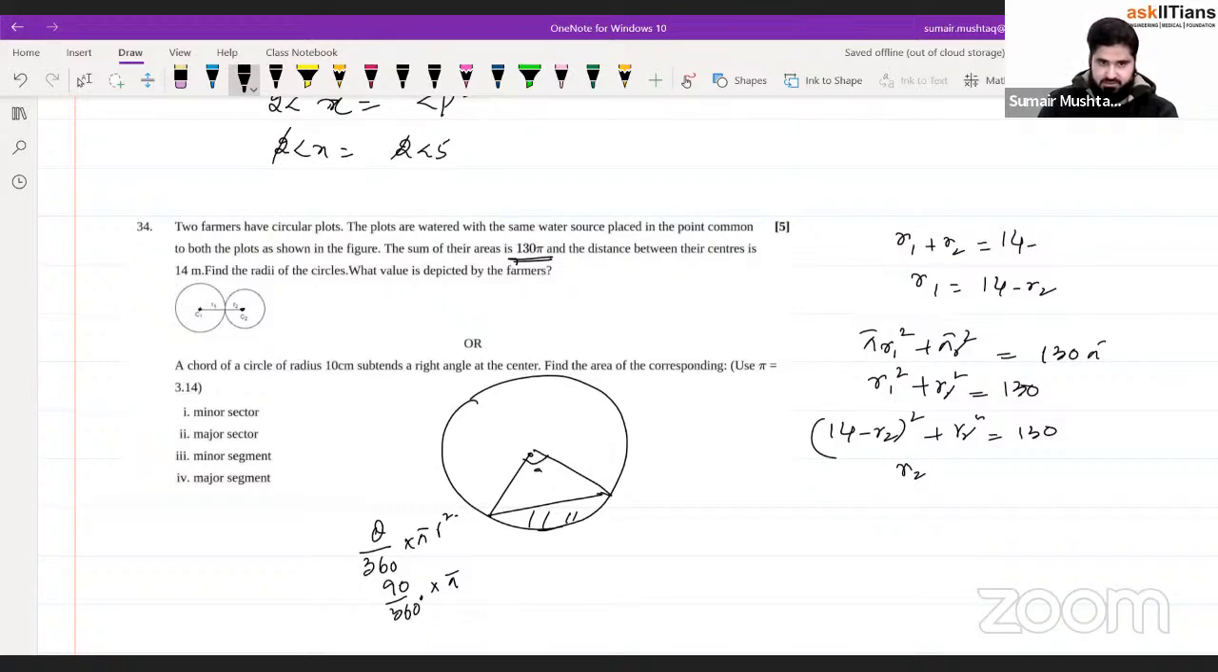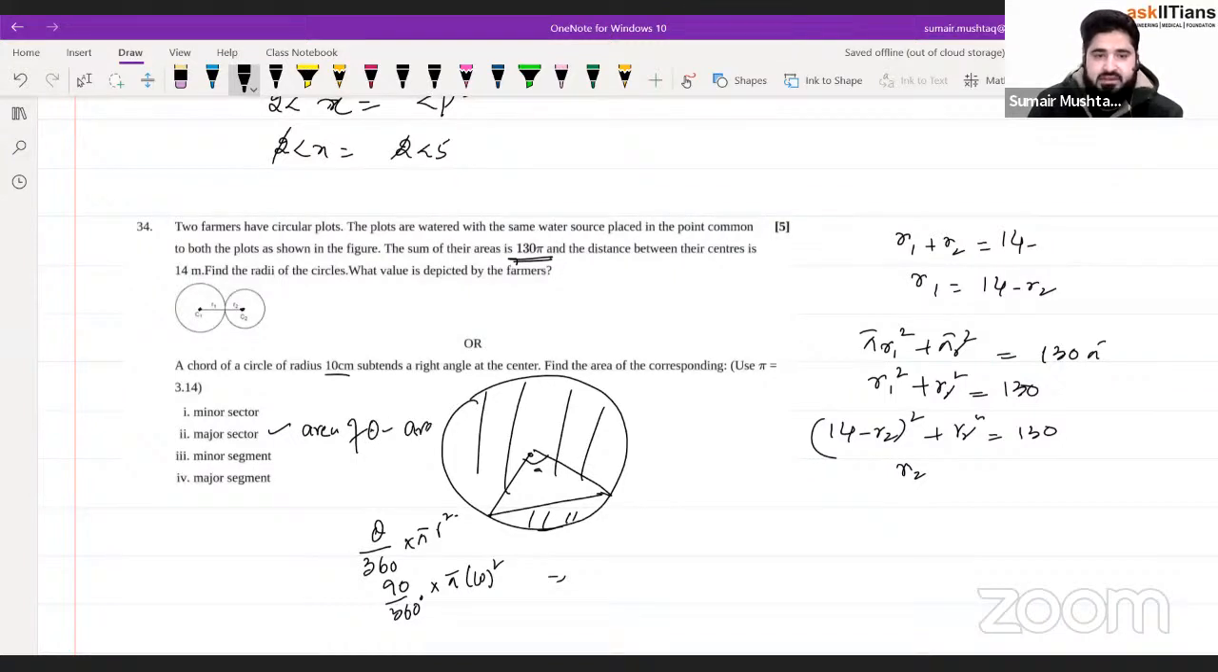The chord of a circle of radius 10 centimeters subtends 90 degrees at the center. That means it is 10 square. Go for it, you will find the radius. How to find the major segment? Major segment means this whole part: the area of a circle minus area of a minor segment. That I write: area of circle minus area of minor segment. Okay.